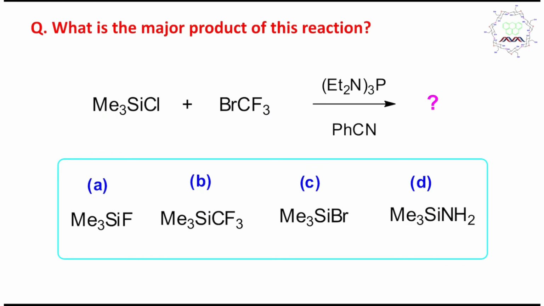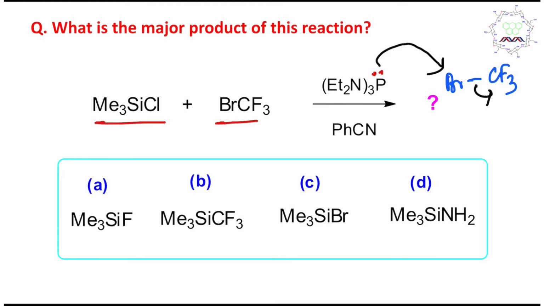That is, if you take this reagent, trimethyl silyl chloride and BrCF3 in the presence of this phosphine, what is the product? Student, just look here. This is a phosphorus having a lone pair of electrons, and we know that phosphorus is a good nucleophile because it is softer in nature. So it can react with this BrCF3. How? Phosphorus will attack as a nucleophile and bromine will leave.